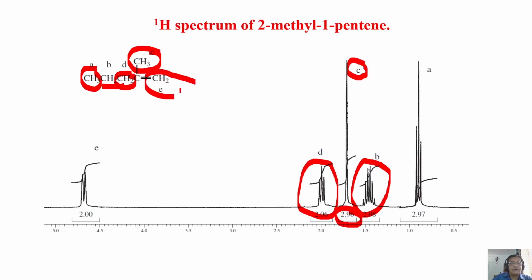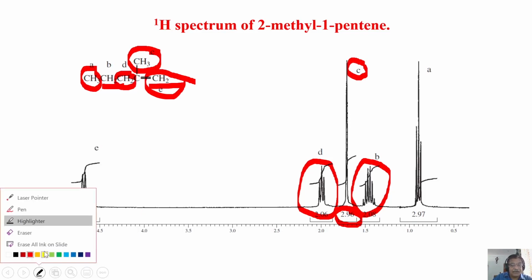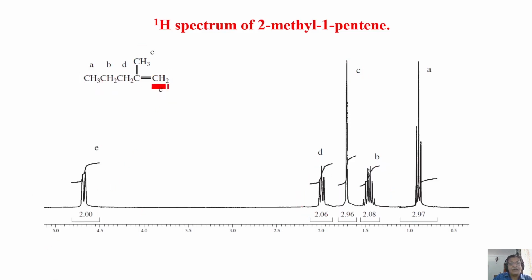Now what is left over? Left over is CH2. This is not coupled to this, not coupled to this, all these things are not coupled. Then what is the pattern you expect? When none of them are coupled, this CH2 has to be a singlet. Okay? But it is not a singlet here. What is this pattern? Why? What is making this into a multiplet? Something difficult to understand.